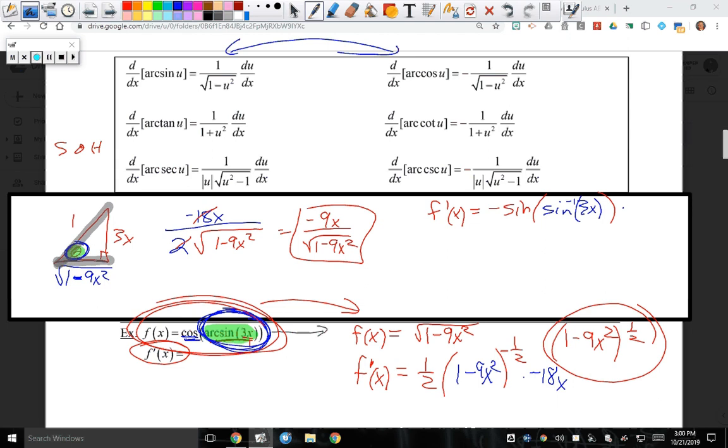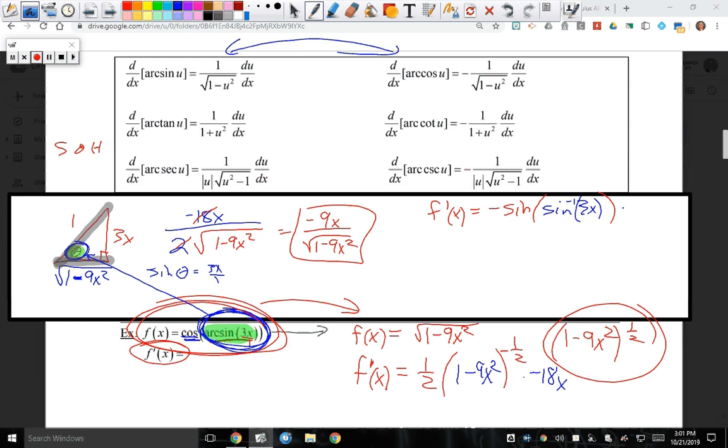Wait a minute. On the first one where you were solving it with the pre-cal, were you doing the triangle? Mm-hmm. You said that the sine was 3x over 1. But it said that it was the arc sine. So the arc sine is the angle. What I did was the sine of theta is 3x over 1. Oh, but it's the same thing. Yeah.